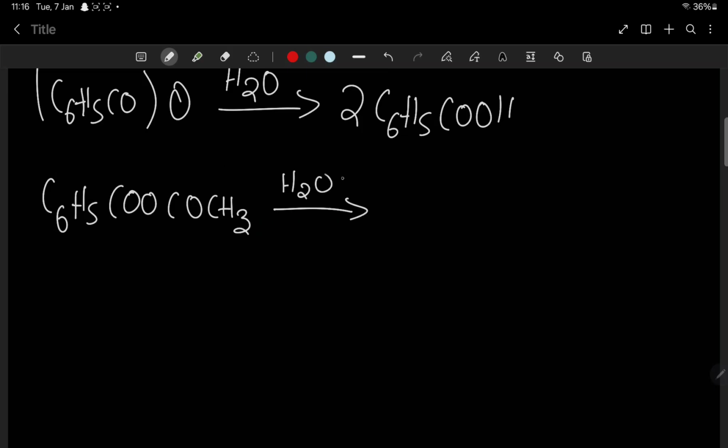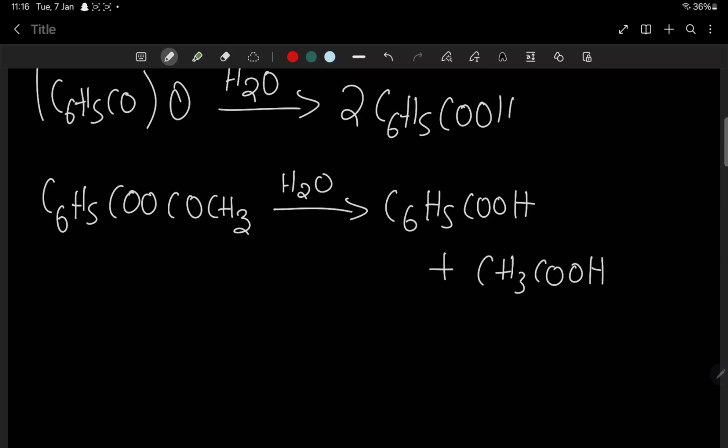Here we use one benzene and one CH3. What happened? Two things will be formed, that is C6H5COOH plus CH3COOH. Ethanoic acid and benzoic acid are formed. This is the thing. Okay, simple. Now the next method is from ester.